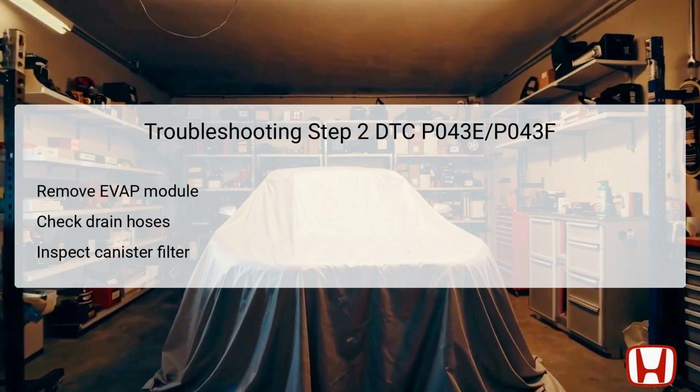The second troubleshooting step involves physically assessing components related to the EVAP leak check module. Begin by removing the EVAP leak check module along with the EVAP canister filter for a thorough inspection. This step is vital, as it allows for direct access to the system's drain hoses and associated parts. After removal, check for blockages within the drain hoses that could impede the flow of vapors through the system.